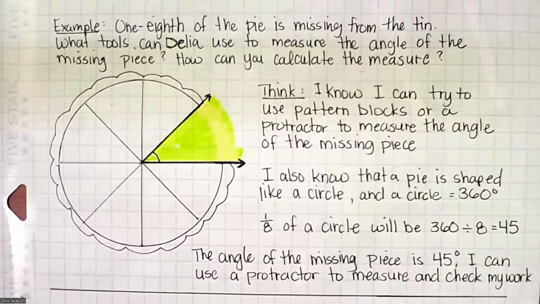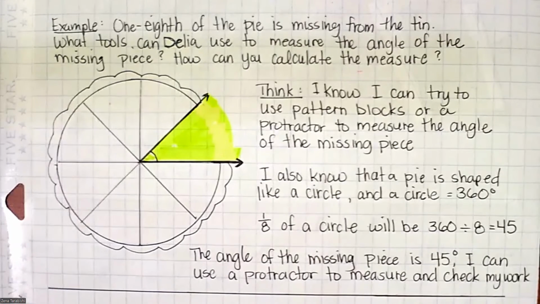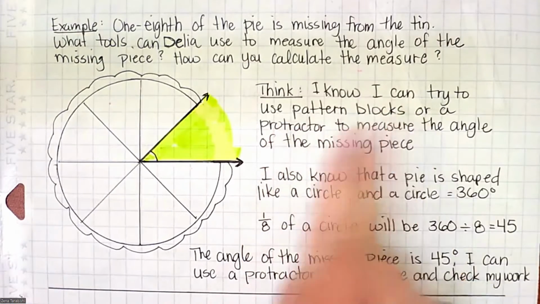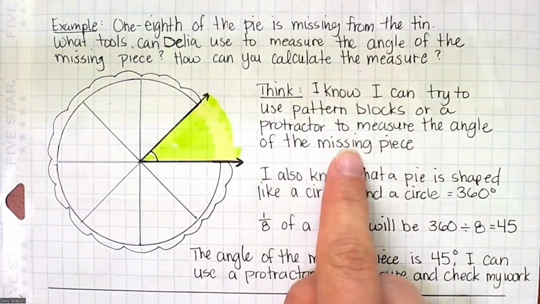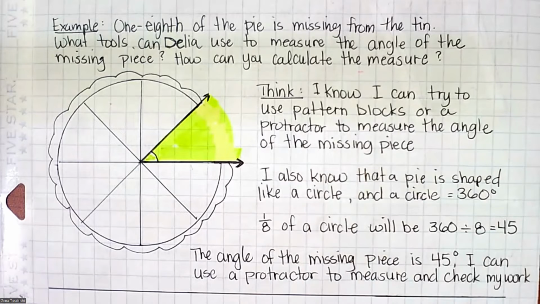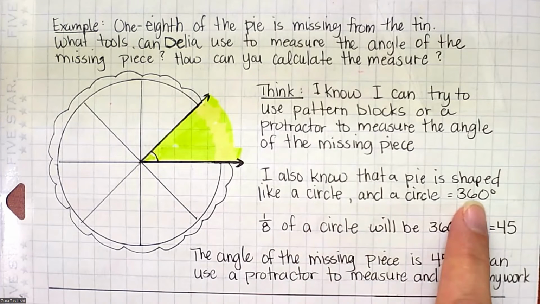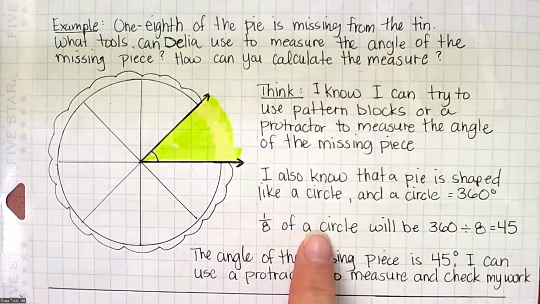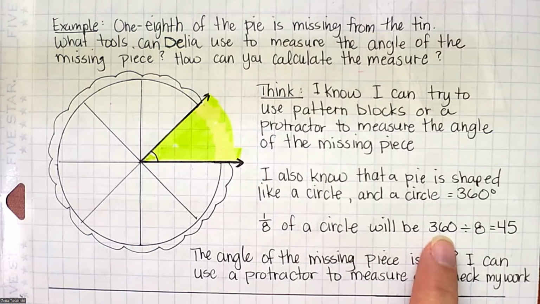It says 1/8 of the pie is missing from the tin. What tools can Delia use to measure the angle of the missing piece? And how can you calculate the measure? So first thing, I know that I can try to use pattern blocks or a protractor to measure the angle of a missing piece. Either one of those tools will be helpful to me. I know that a pie is shaped like a circle and that a circle is 360 degrees. So I need to find 1/8 of a circle, or 1/8 of 360 degrees.